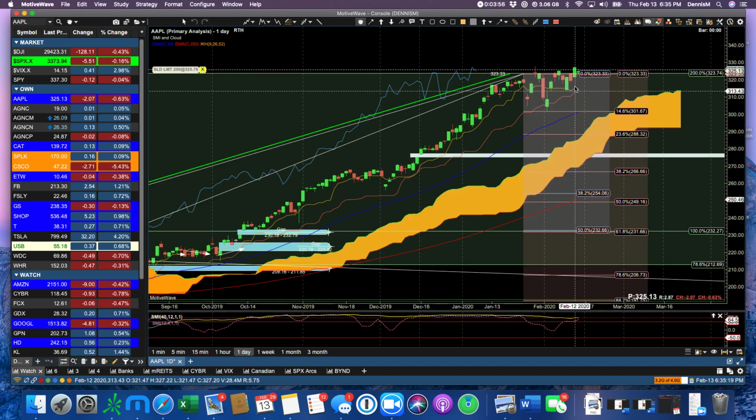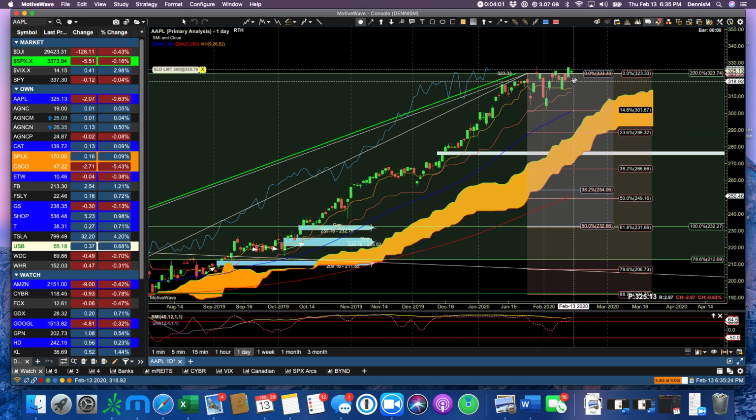Apple only down $2. It was down a little bit more. It's finished with a perfect doji. Still can't break out from this area right here where it's been for 1, 2, 3, 4, 5, 6, 7, 8, 9, 10, 11, 12 days.